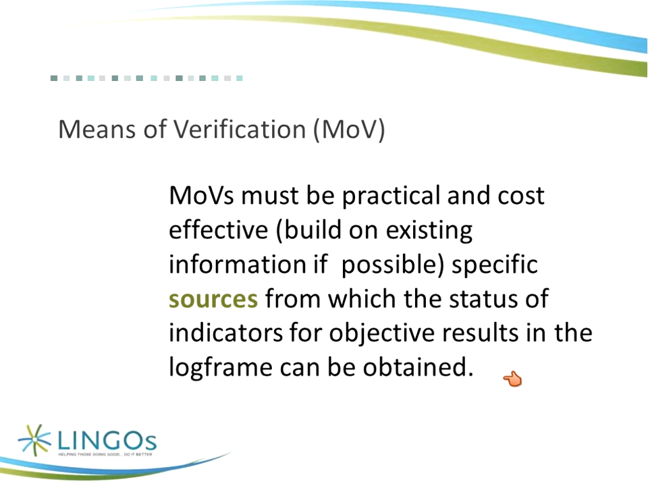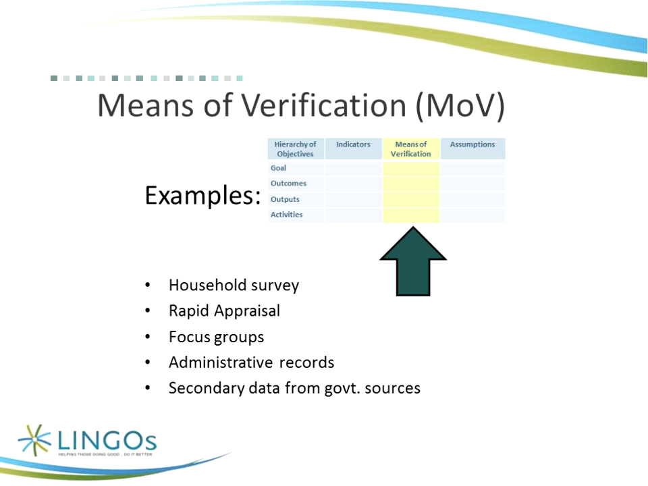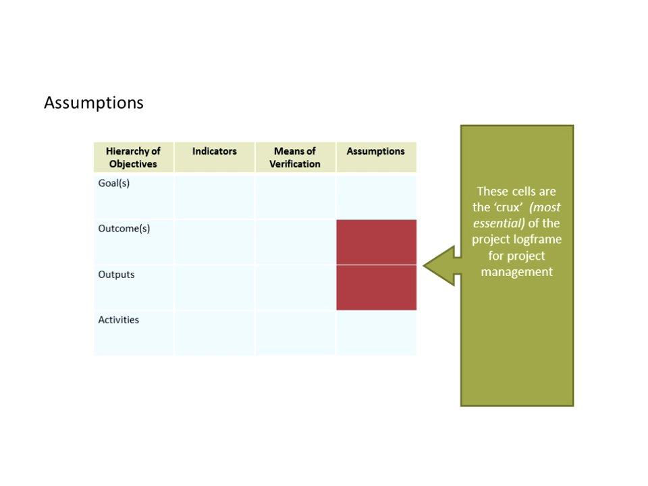These are specific sources from which the status of indicators for objective results in the log frame can be obtained. Examples of those would be household survey, rapid appraisal, focus groups, administrative records, and I would usually say it must be specific. What types of records? I see too often records, household surveys, records. Be specific, because whoever is going to actually do the measurement is going to need to know what records and make sure that those records are available, where they're going to find them. Focus groups, administrative records, secondary data from government sources. So all of those can be means of verification.